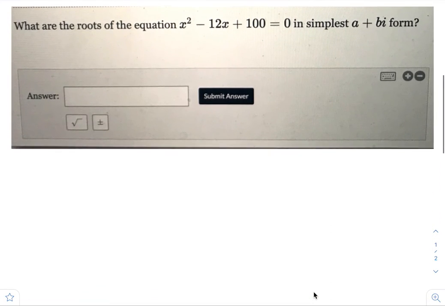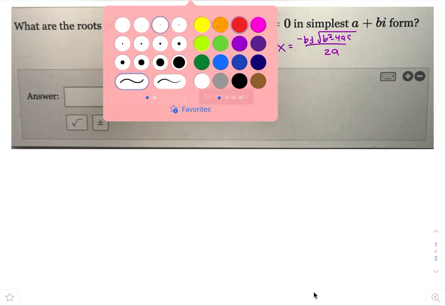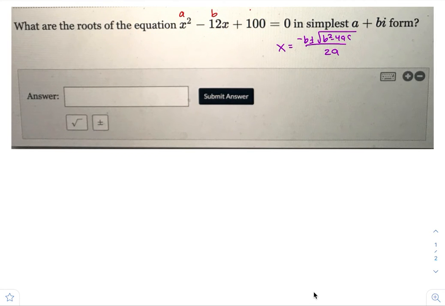Alright, next one. So let's not forget our quadratic formula, right? A, B, and C. Since we're finding our roots, remember, we're trying to figure out what x is equal to. So factoring won't work, so you have to do the quadratic formula. So negative of negative 12 plus or minus the square root of negative 12 squared minus 4 times a, which is 1, times c, which is 100, all over 2 times a, which is 2 times 1.